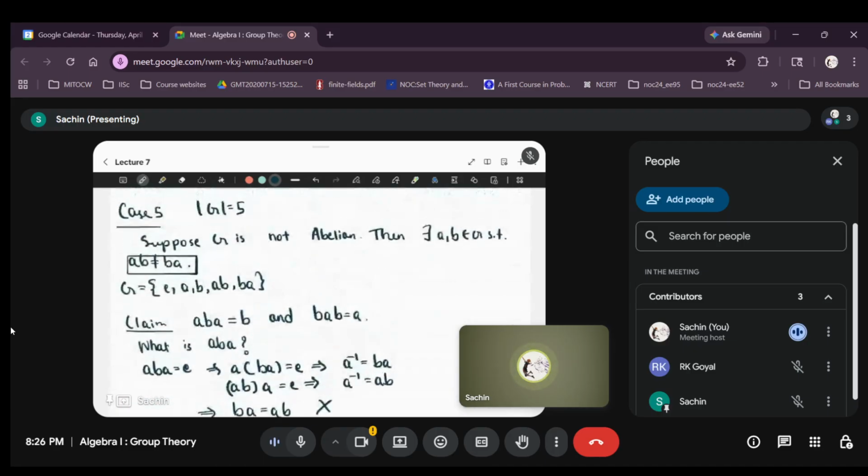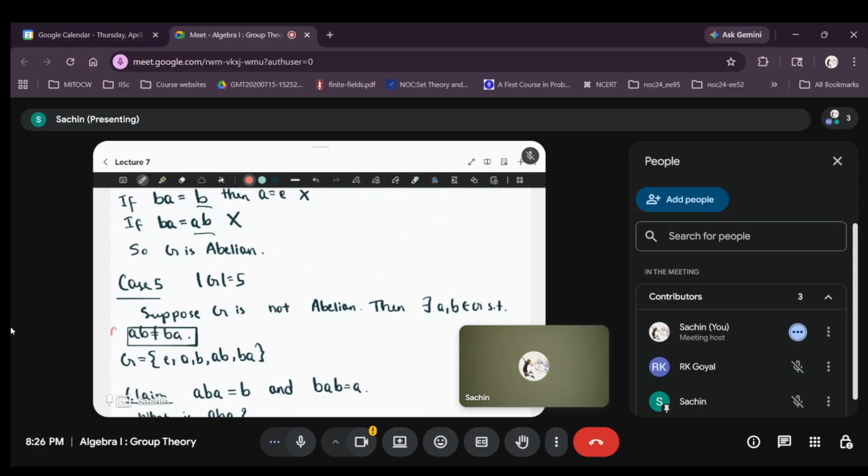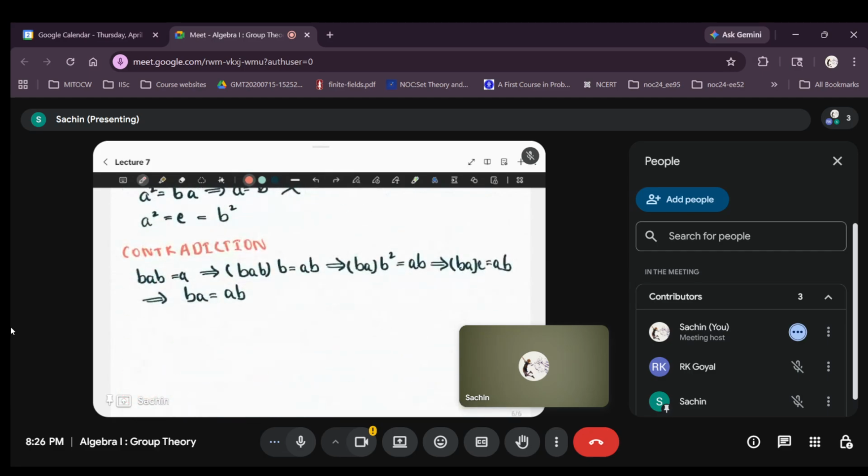But that directly contradicts our assumption that AB is not equal to BA. So it is not possible to have two elements A and B such that AB is not equal to BA if the group is of order 5. That all groups of order less than or equal to 5 are abelian.